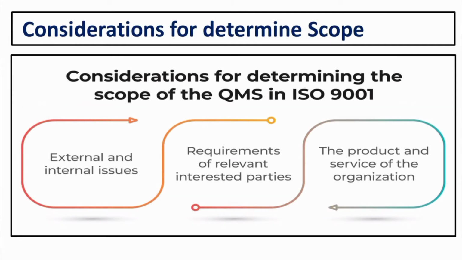Now we see what considerations are needed during the determination of scope. The first one is external and internal issues, the second is requirements of relevant interested parties, and the third is the products and services of the organization. So basically these are the three factors that are needed to determine the scope of the organization in the context of ISO 9001.